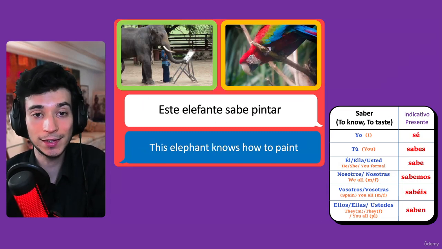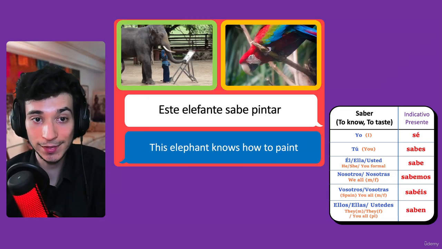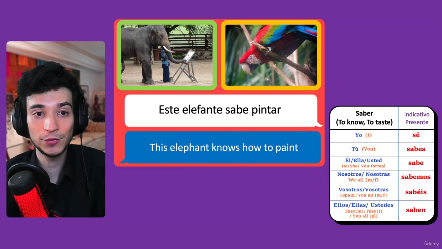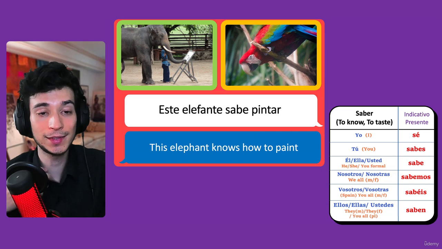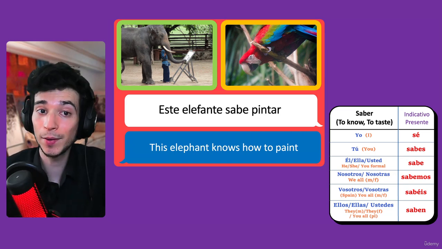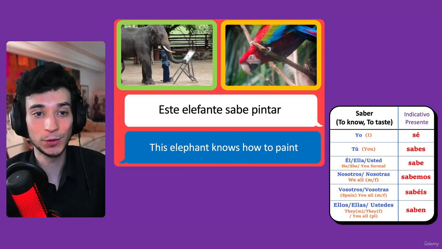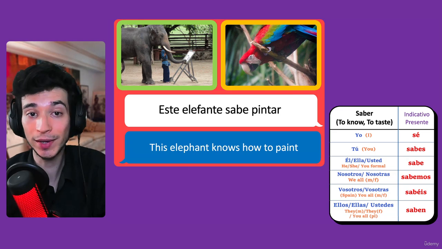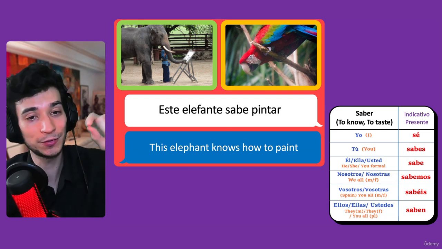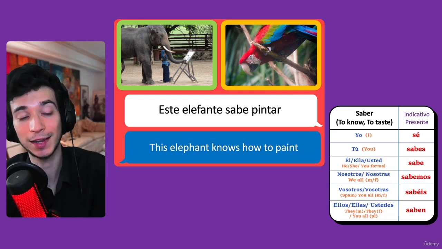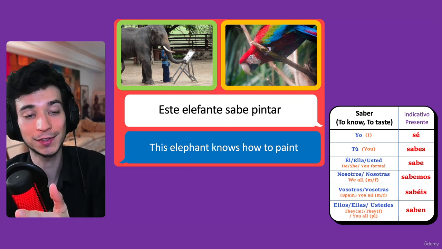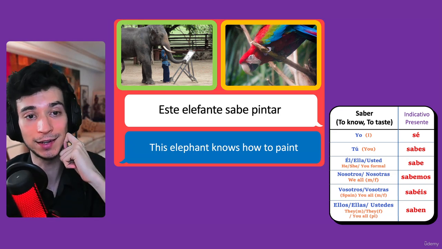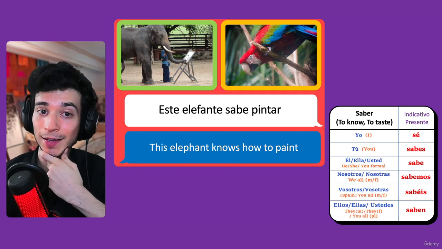Este elefante sabe pintar. This elephant knows how to paint. Este elefante sabe pintar. So in the picture, there's an elephant painting. So the elephant knows how to paint. This elephant, este elefante. If you want to say the elephant, el elefante. This elephant, este elefante. Okay, next example.